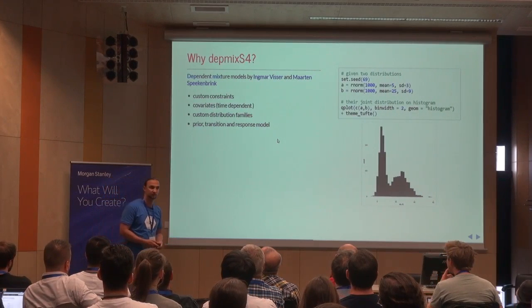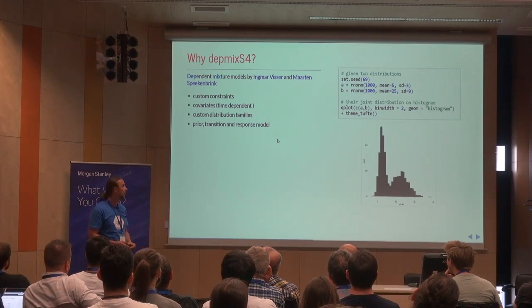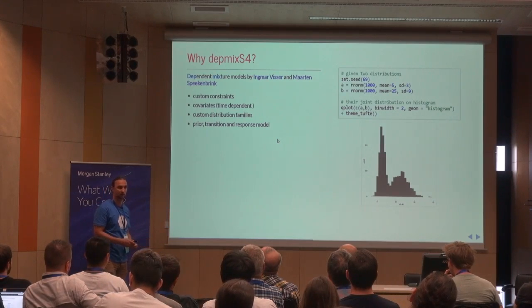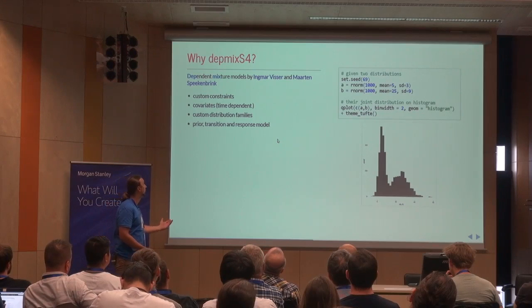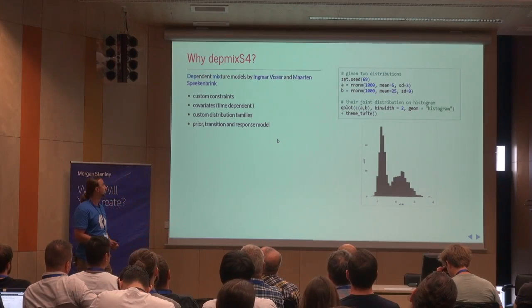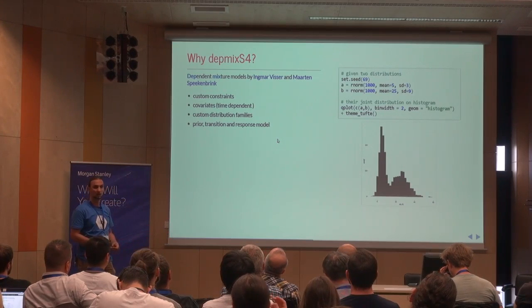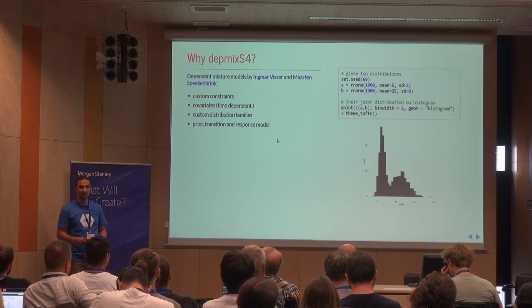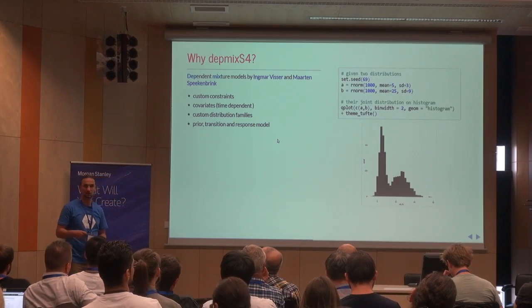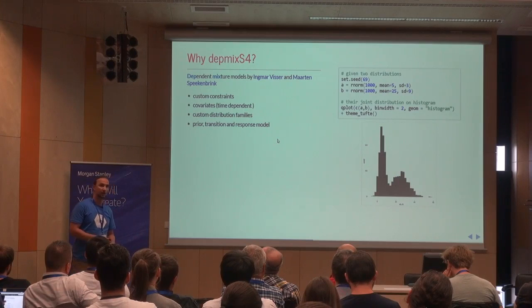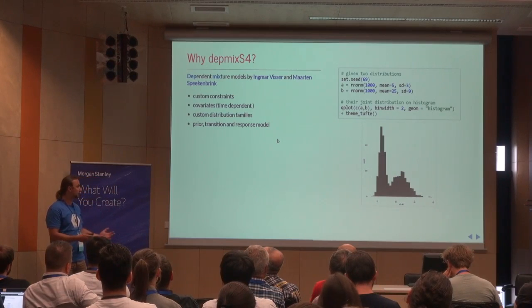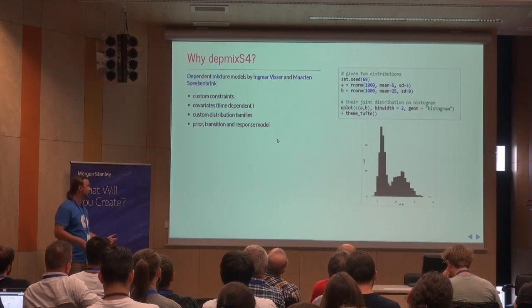This is where hidden Markov modeling comes into the picture. We use depmixS4. There are several other packages in R and also in other programming languages, for example Python, to study hidden Markov models. But certainly with the greatest freedom, this is the dependent mixture model based implementation by Visser and Speekenbrink. It is a good implementation because you can introduce custom constraints, covariates, custom distribution families, and it differentiates between the prior, the transition, and the response model.